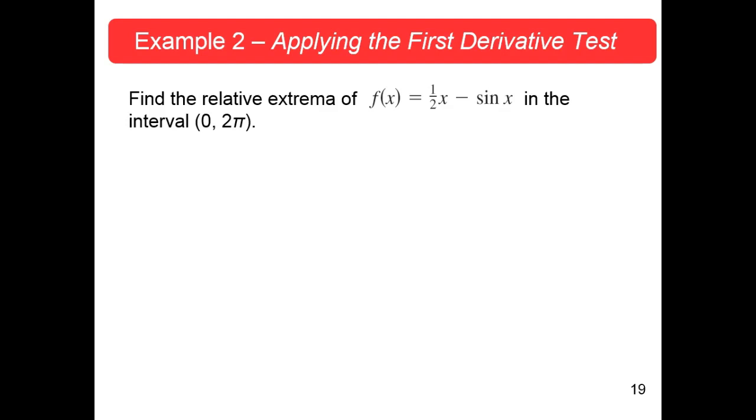Okay. We're on the top of page 184, Chapter 3, Applications of Differentiation. We're in Section 3.3, Increasing and Decreasing Functions, and the First Derivative Test. And we did the first derivative test last time, and Example 2 is the application of that. It says here, find the relative extrema of f of x equals 1/2 x minus sine x on the interval 0 to 2 pi. How in the world are we going to do that? Very carefully.